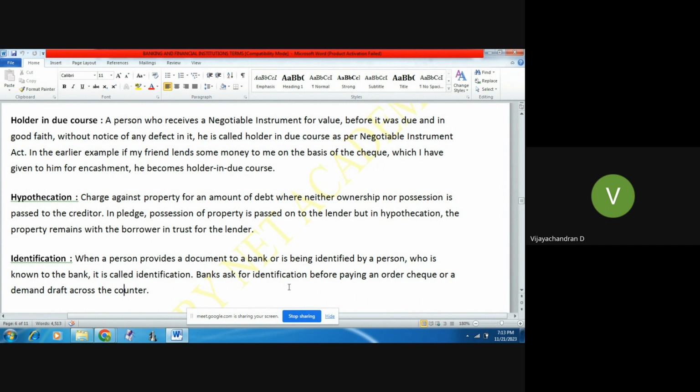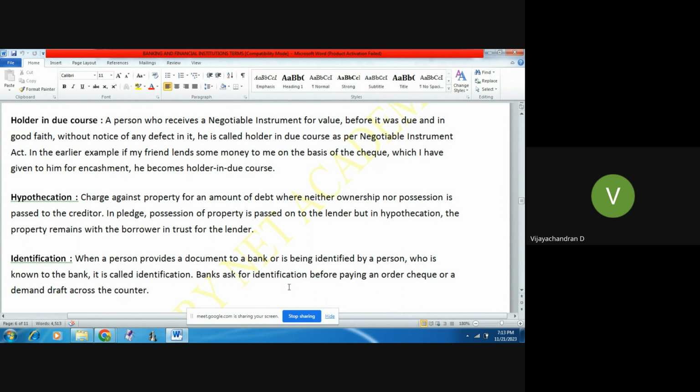The possession, I'm saying, no? So the possession will be in the hands of the lender, whereas in the case of hypothecation, the possession will be in the hands of the borrower. So you are getting a loan with the collateral security of some movable goods like a car, gold, or anything.